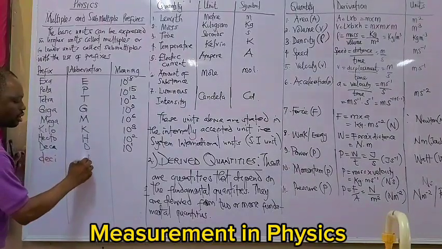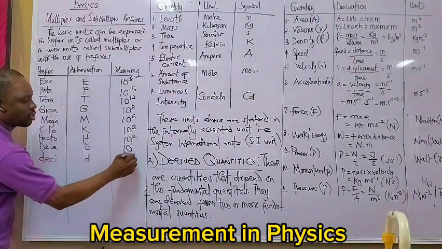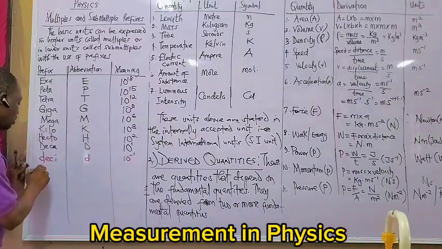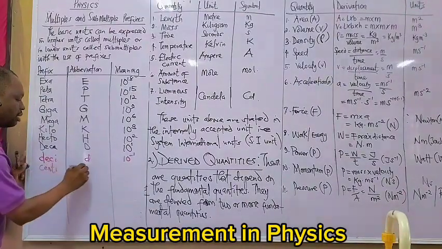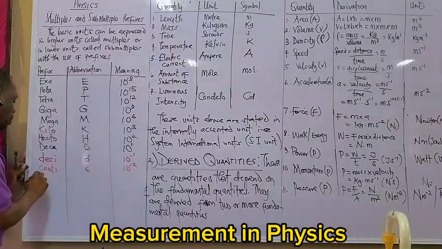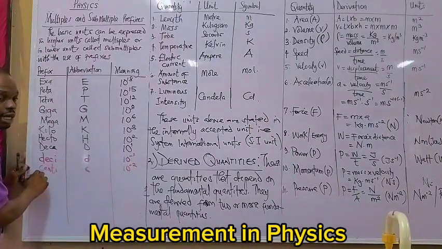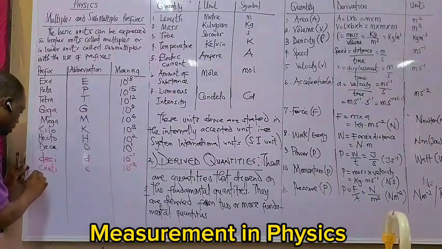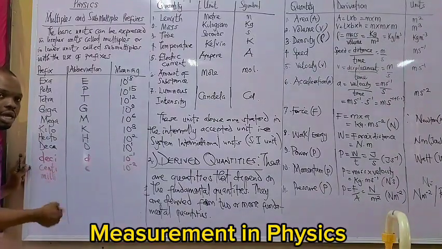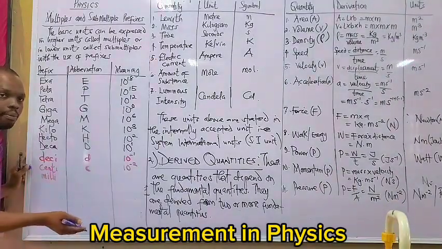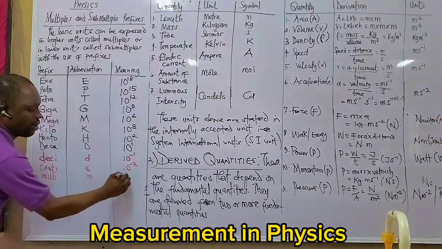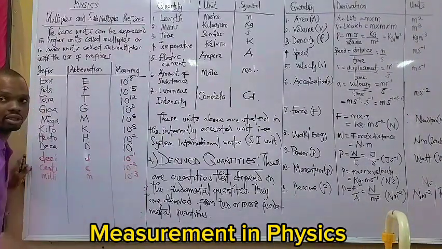Deci, small d, 10 raised to power minus 1. We have centi. You know that? Centi, 10 raised to power minus 2. We have the next one with what? Milli. You have heard of milli before. Millimeter, milligram. All these things are just prefixes. So milli, 10 raised to power minus 3.